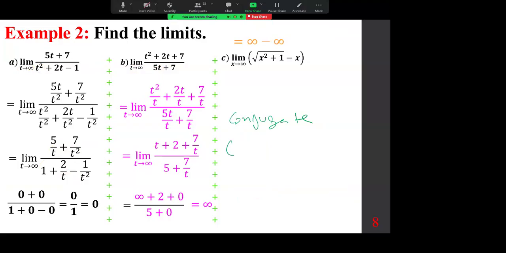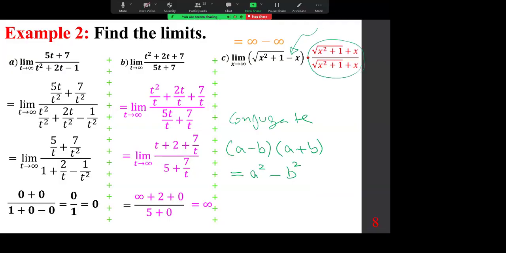The conjugate for a minus b is a plus b. The result is a squared minus b squared. So the conjugate for this one is the same expression, change the negative to positive. So you're going to multiply and divide by it. The reason you have to do that is because this expression is equal to 1 and therefore acceptable.